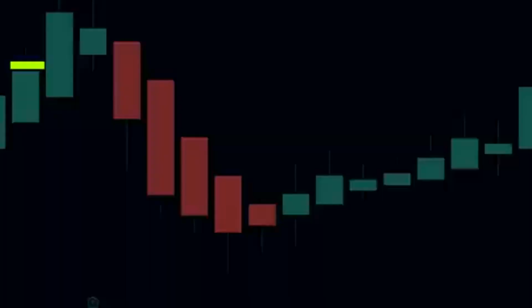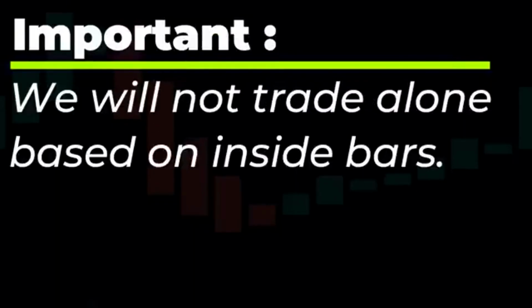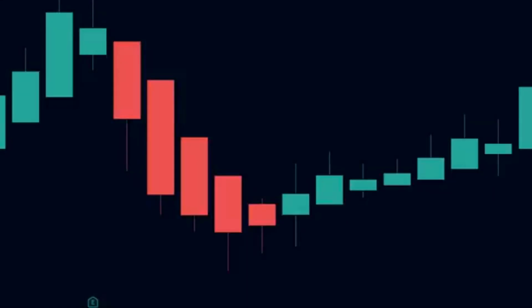Now, as I mentioned before, we will not trade alone based on the inside bar pattern. But we will look for potential areas of reversals and wait for the pattern to appear at these levels.